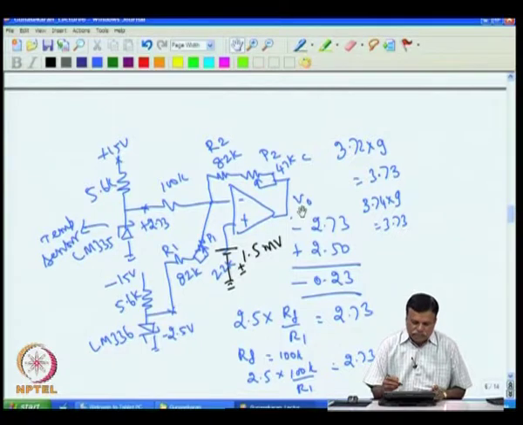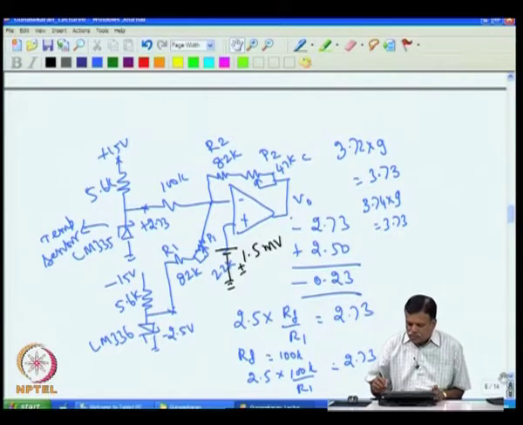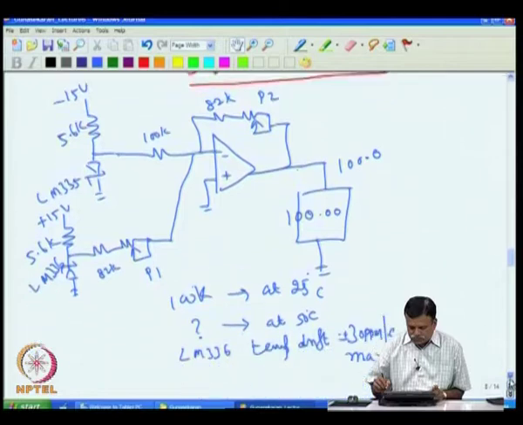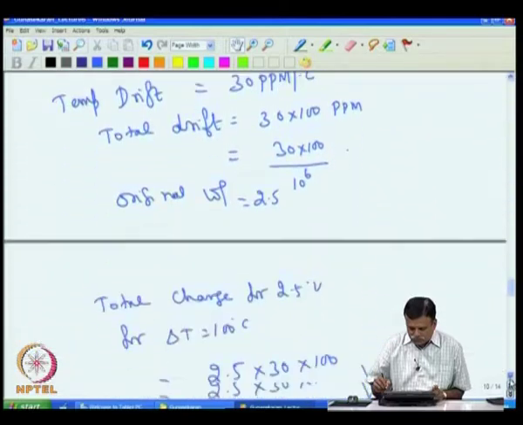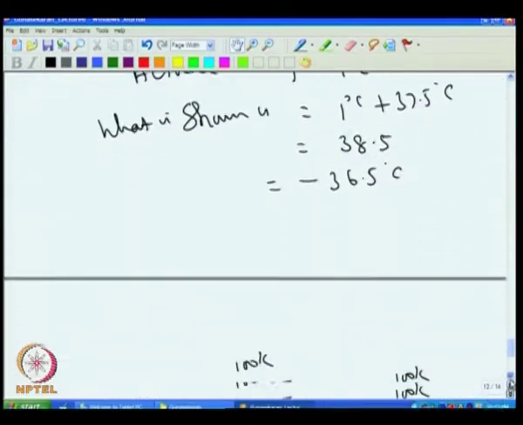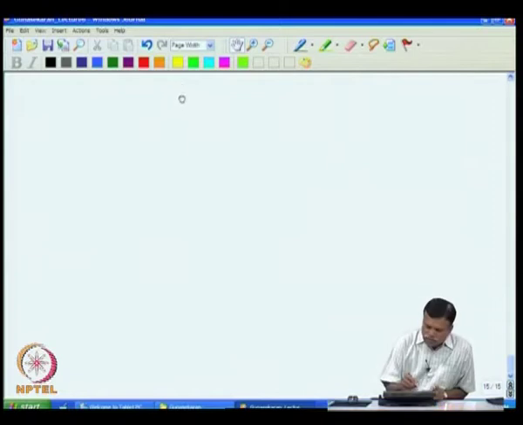There is another significant error, which is the resistances. Actually, the resistance values change with the temperature, and they change in a very peculiar manner. So, we will see how the resistance drift is occurring in a detailed manner. So, we will look into the resistance drift.